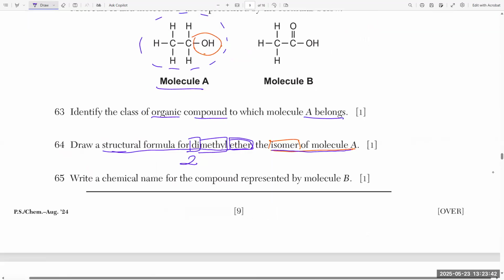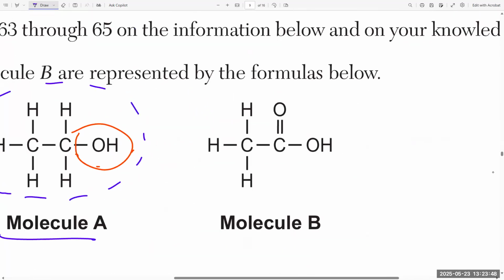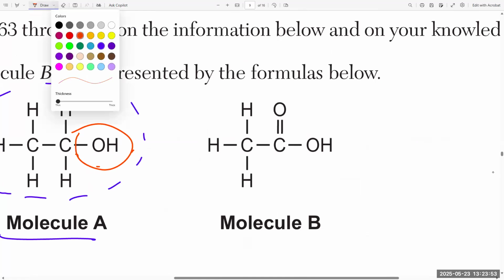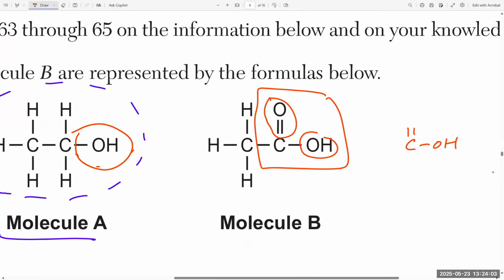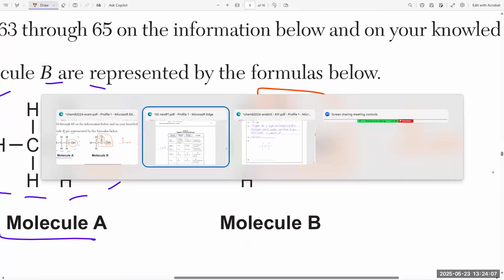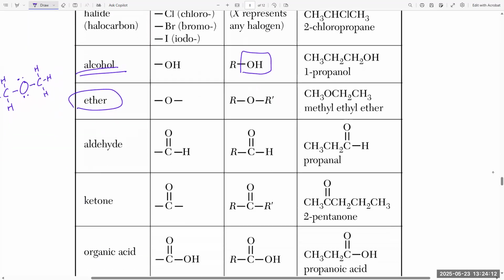65. Write a chemical name for the compound represented by molecule B. All right, so let's go see what that one looks like. All right, you got molecule B over here, right? So what do we see? We're looking for special things that give it away. And for me, what is it? It's this and this, or more specifically, that, right? That looks pretty special to me, right? So let's see if we can go find that. We're looking for a carbon. Oh, look, we already found it.